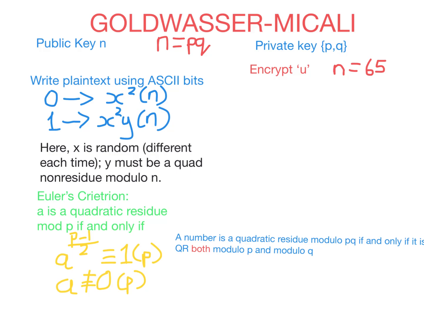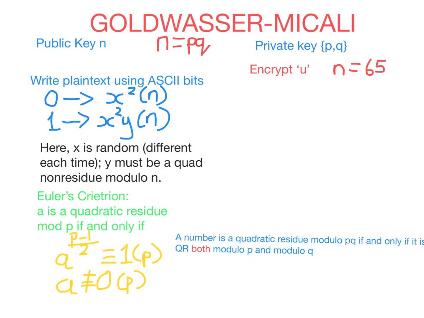Thank you so much for tuning into this video in which we will look at a very much simplified version of the Goldwasser-Micali crypto system. So this is another public key algorithm. The public key is a semi-prime n, and the private key are the two primes that are multiplied to make n. Again, we want p and q to be roughly the same size, and we want them to be distinct.